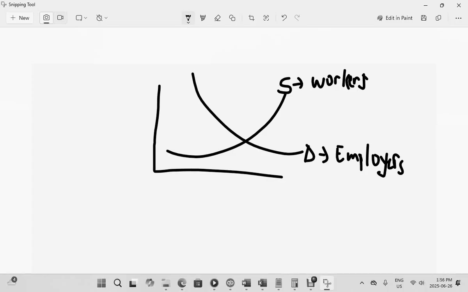As the demand goes up, this demand curve will shift to the right. As the demand goes down, the demand curve shifts to the left, just like the demand for a product or service. And as the supply goes up, the supply curve will shift to the right, and as the supply goes down, the supply curve will shift to the left.